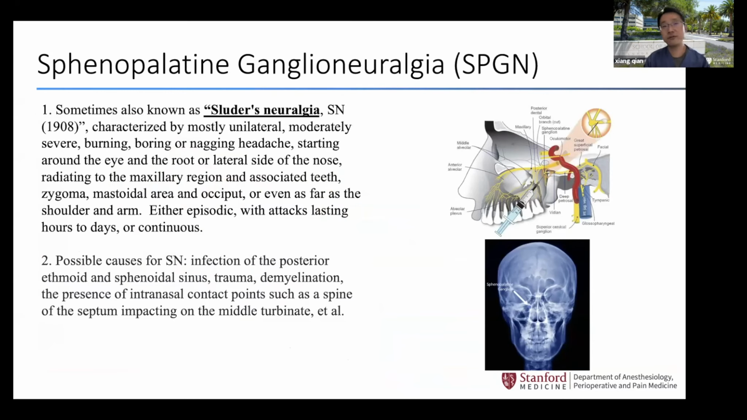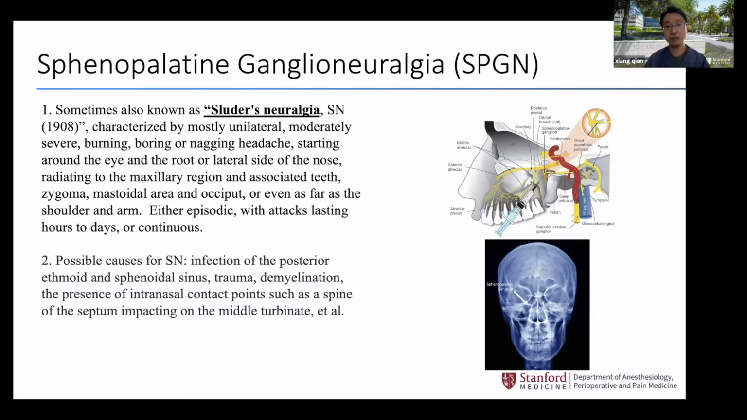And if there is some neuralgia too, and this is the one that from your literature is the Sluder neuralgia, right? So it's kind of a unilateral, moderate to severe, burning, boring, nagging headache. Usually it's around the eye or the root on the lateral side of the nose, and radiating to the maxillary regions and associated with teeth, mastoid area, occipital, sometimes going down to the shoulder and an arm. It could be episodic or it could be continuous. It's just not very specific.